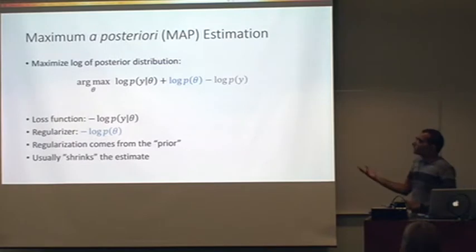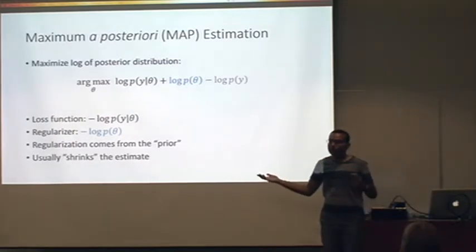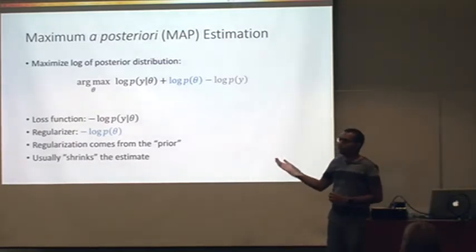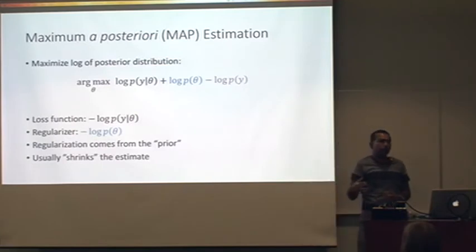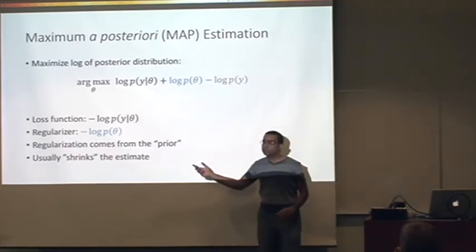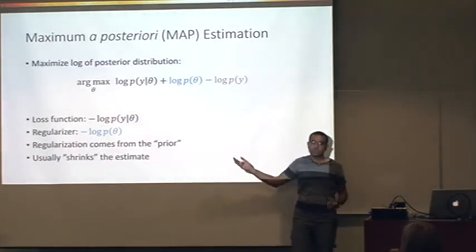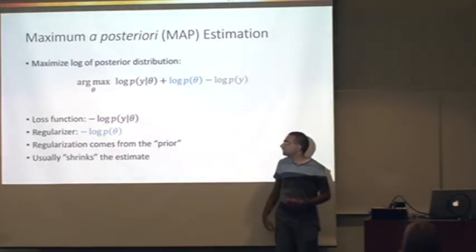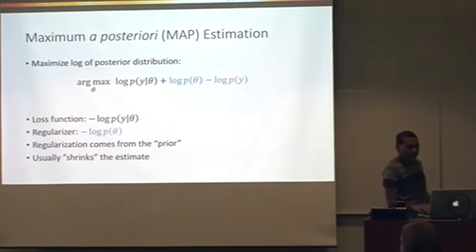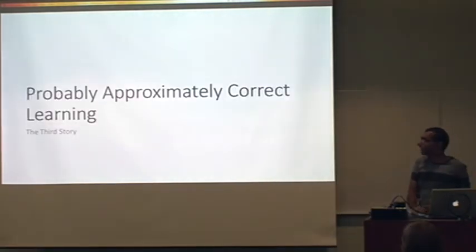And that usually shrinks the estimate, right? So it depends, but for many common kinds of priors, for example, if you pick a normal distribution as a prior, then the log of it is going to be something like Euclidean distance, and so that's the same as L2 regularization, squared regularization. So that was the second story.